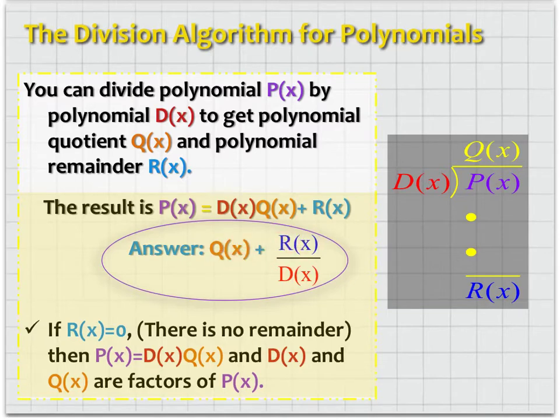Q of x plus r of x over d of x, and that's going to be our final answer. Now, if we do not have a remainder, then we just have q of x as our answer, which means that the polynomial p of x is d of x, our divisor, times our quotient q of x, all right? And d of x and q of x would be factors of p of x.